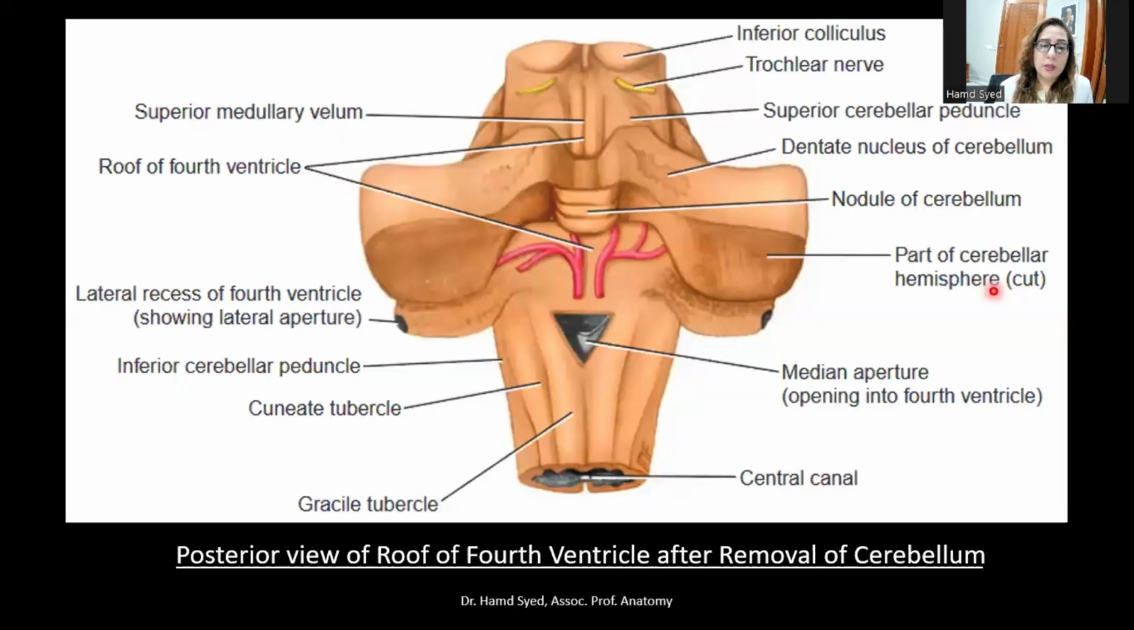So now we're looking at the posterior view of the roof of the fourth ventricle after having removed the cerebellum, and we can see here is its choroid plexus. And you can see the vertical part of the choroid plexus is double, a double T. Here we can see the median aperture, the foramen of Magendie, and here are the two lateral apertures, the foramen of Luschka. These are the openings of the cavity of the fourth ventricle into the subarachnoid space. You can see that this is present behind the pons and the medulla.